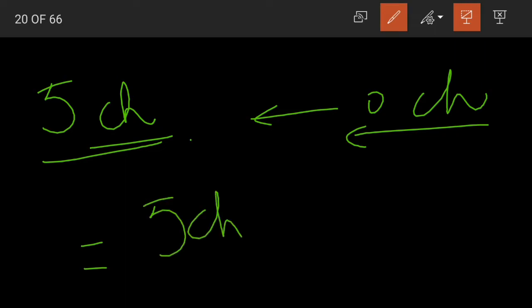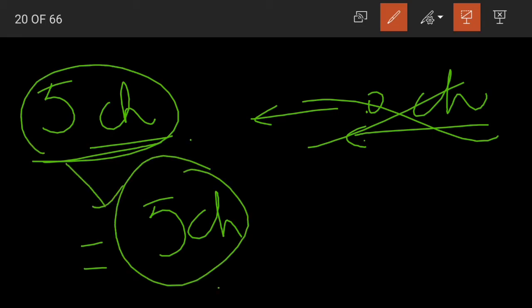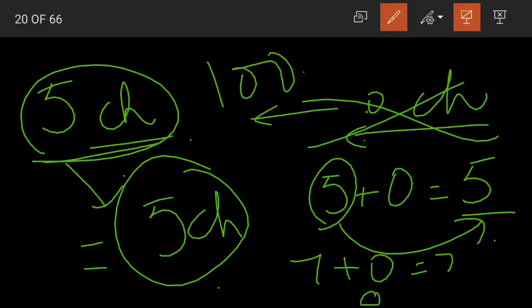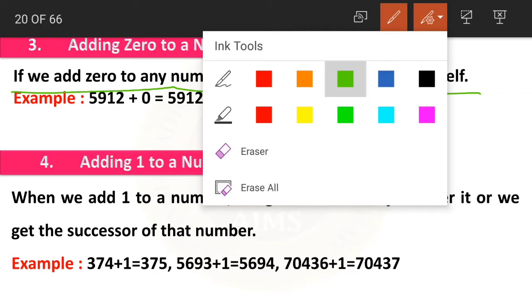5 only, right? 0 means what? I did not give any chocolates. So the chocolates you have will be the same, 5 only. In the same way, when we add 0 to 5, the answer will be 5 only, the number itself. Yes, 7 plus 0 is equals to 7, and even 100 plus 0 is equals to 100 only. That is our property here. If we add 0 to any number, the answer is the number itself.